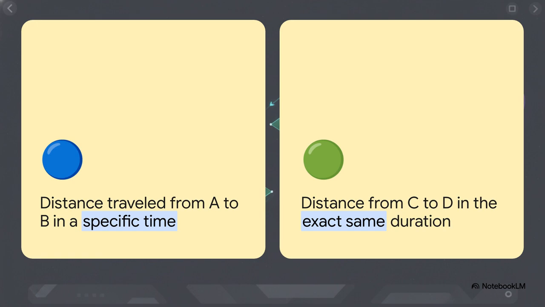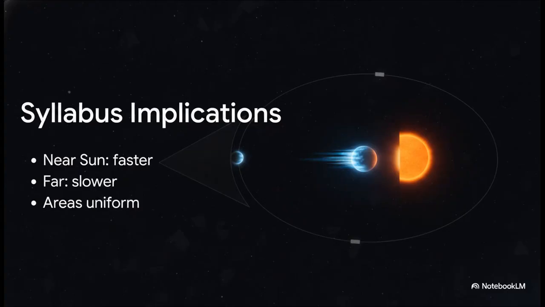Area 1 is exactly 100% equal to Area 2. So, what does this actually mean for the planet's movement in real life? Well, the crucial point is this. Because the sun is at one focus of the ellipse, the distance the planet travels near the sun from A to B makes a short, wide, and really fat wedge.